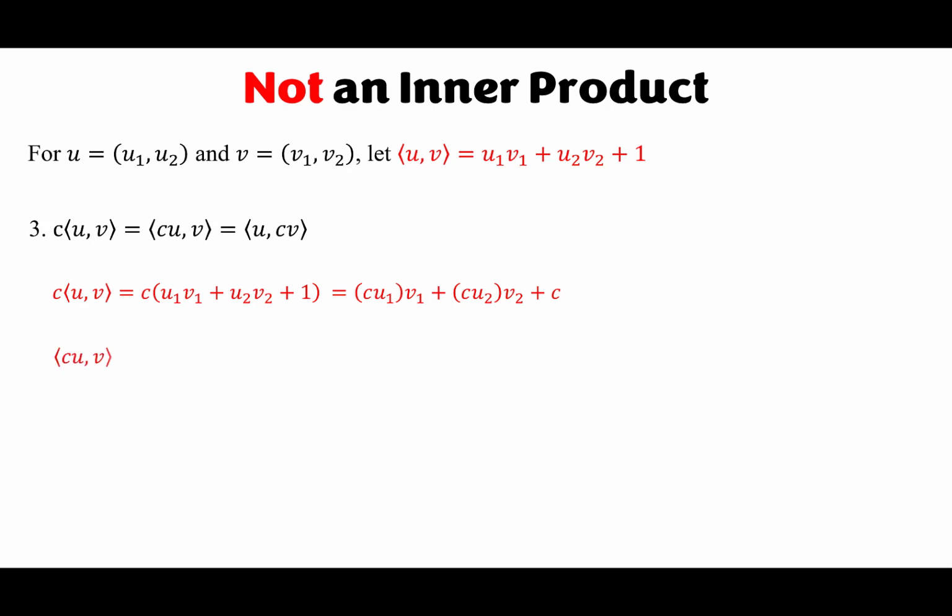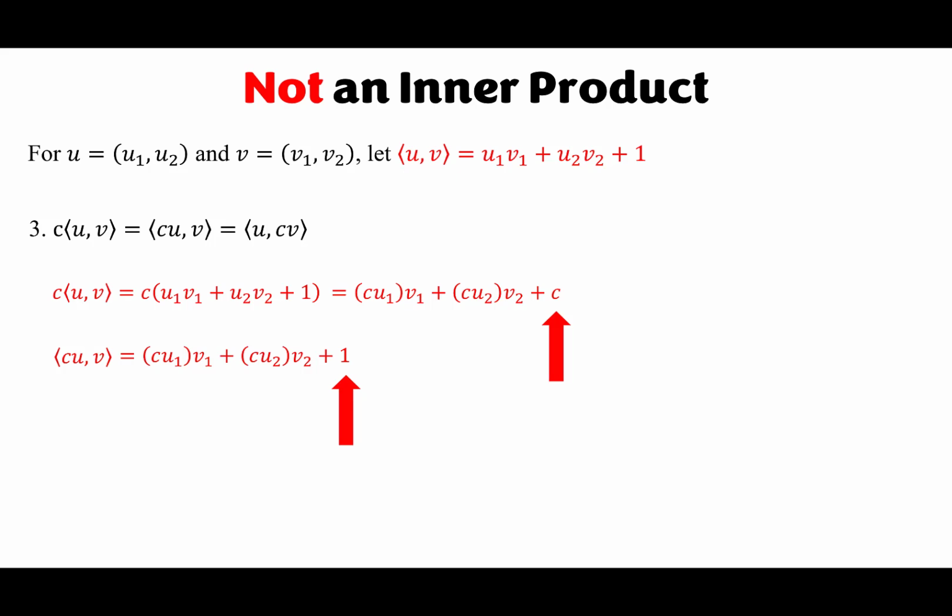Now let's check what happens if we take the inner product of cu with v. So the placement of the c is different. Well, by definition of our inner product, at least potential inner product, we have cu1 multiplied by v1 plus cu2 being multiplied by v2, and then we just have a plus 1 this time. So notice that we have a plus c and a plus 1, and so these results are different, right?